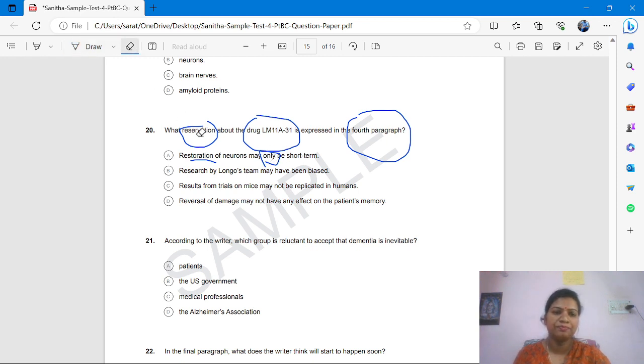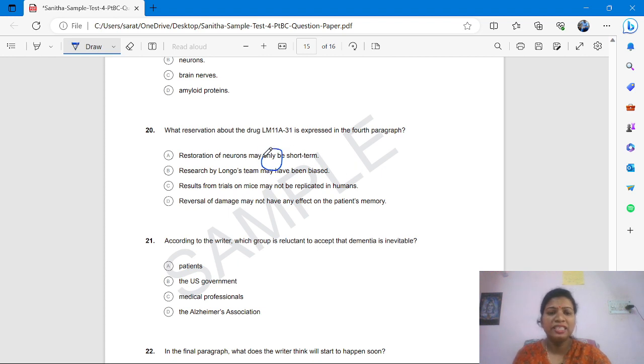So 1 minute. See the words, restoration of neurons may only be shortened. So this is the distractive word. Between 99% and 90%, we can get 90%. This may not be the answer. Only be shortened. So next option.